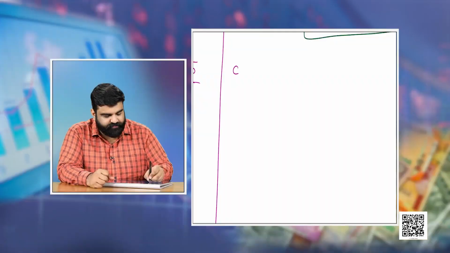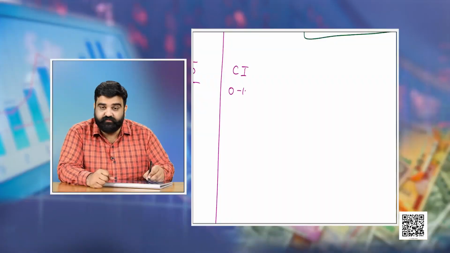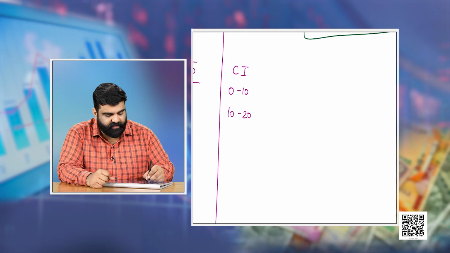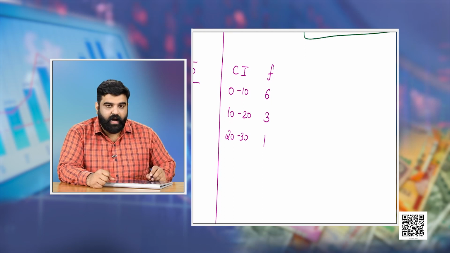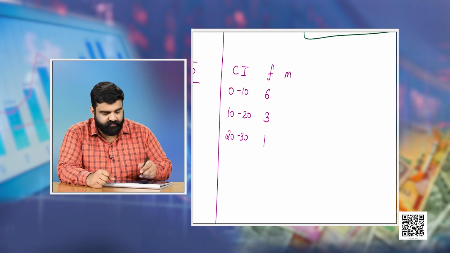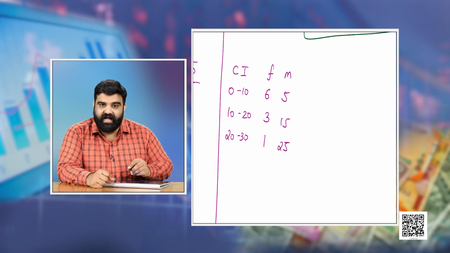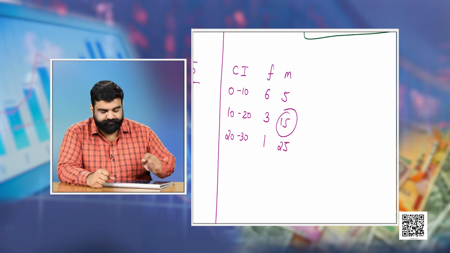Now let us do this question by another method, which is the shortcut method. So let me write the question first. We have 0 to 10, 10 to 20 and 20 to 30. The frequencies are 6, 3 and 1. According to the assumed mean method, we assume a mean. So let us assume the mean as 15.